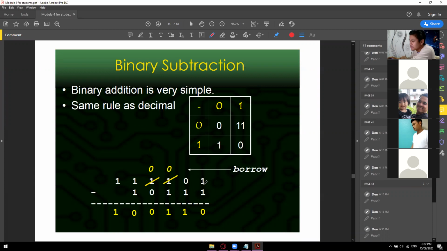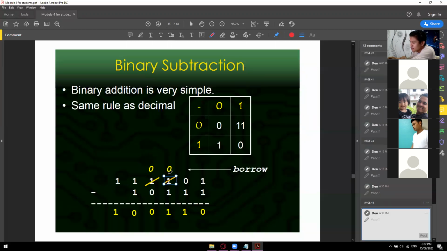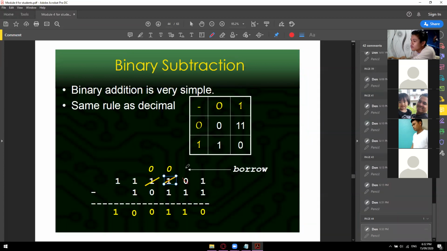Okay, so dito muna tayo. So 1 minus 1 is 0. 0 minus 1 cannot be. Okay, so since cannot be, so we have to borrow. So this 1 will become 0. And then this 0 will become 2. Okay? So yun lang yung tricky part dito. So pag hiram kayo, ang mahiram nyo is 2. Yung hihiramin nyo is 1 lang yung mababawas. Okay? So 2 minus 1 is 1.